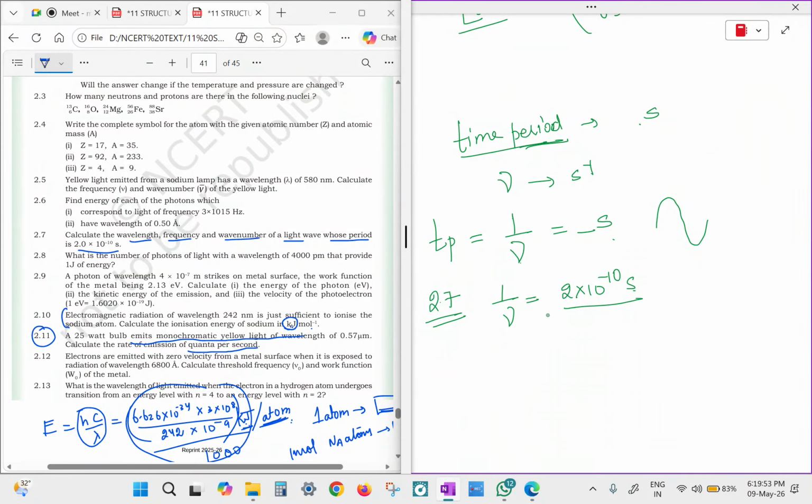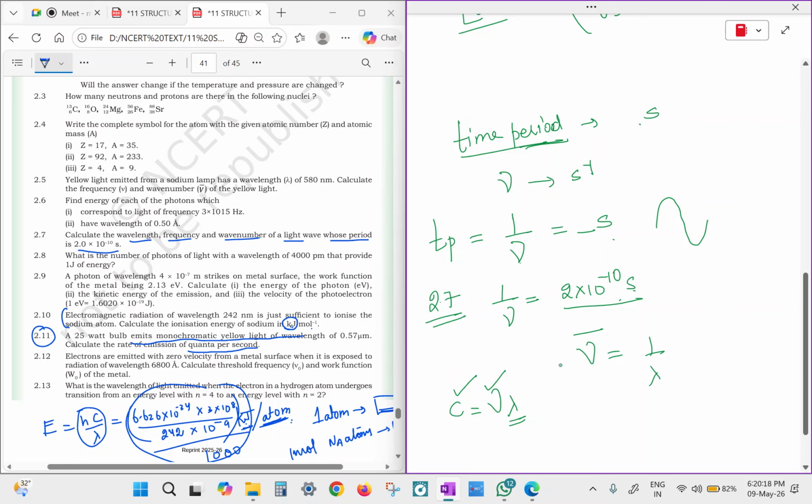So if you know 1 by frequency is equal to so much, can you not find out lambda? Can you not find out wave number? We know c is equal to nu lambda. So if nu is known and c is a constant, can we not find lambda? And what is wave number? Wave number is the inverse of lambda. So first find out wavelength and then take its inverse to get the wave number.